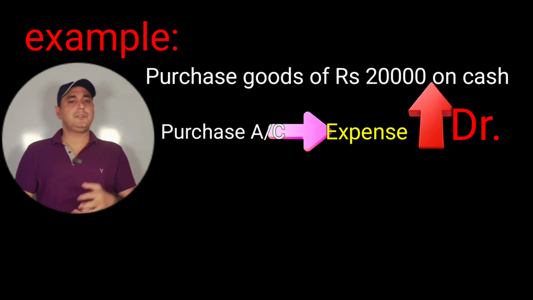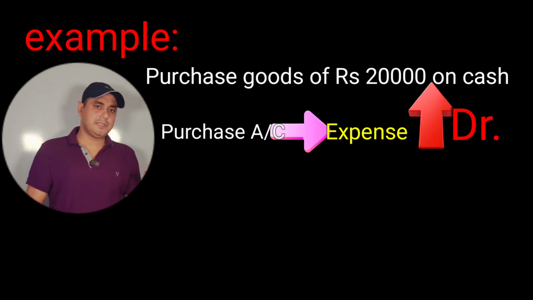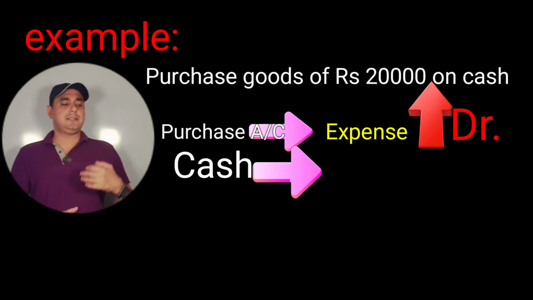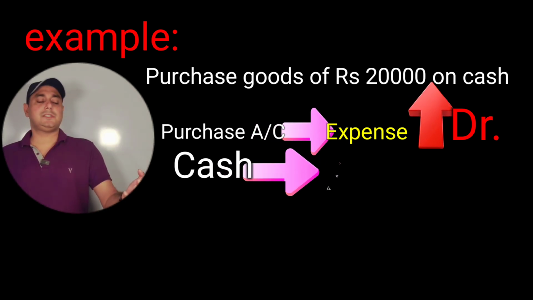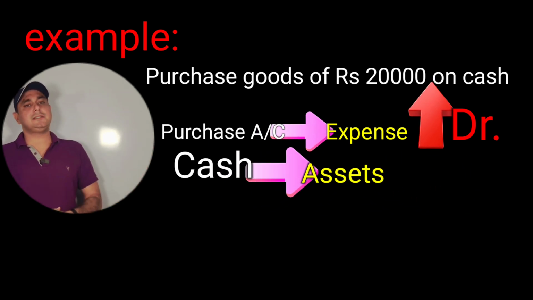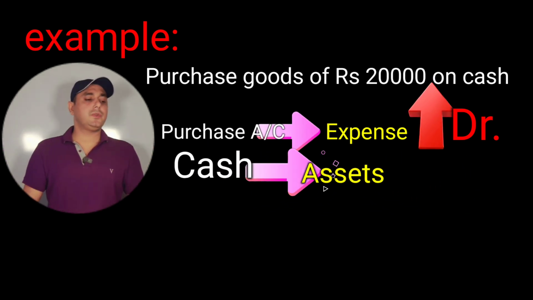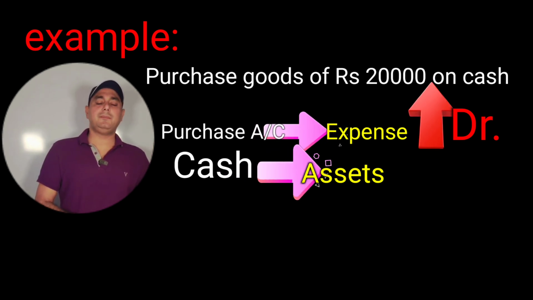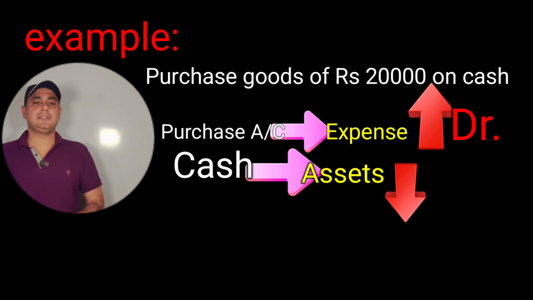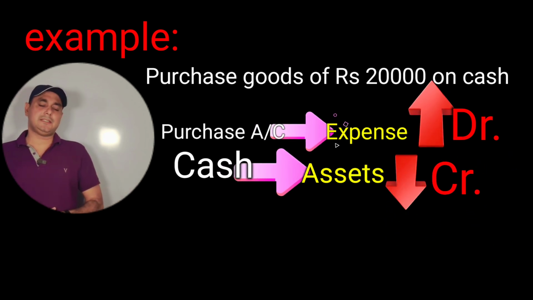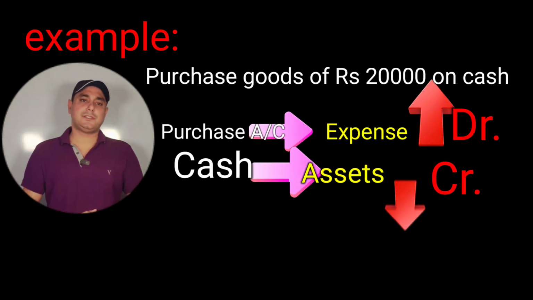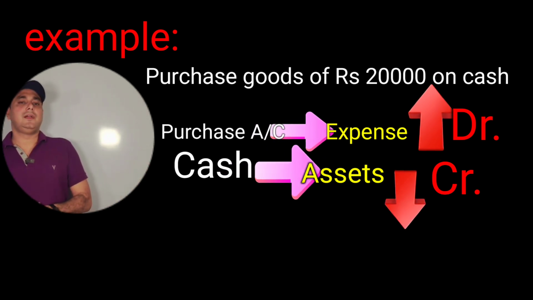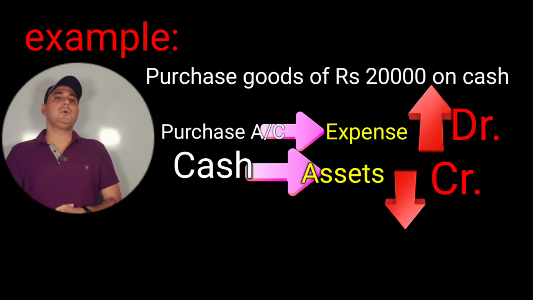Another aspect of this transaction is cash, because when we purchase something, we pay cash. Cash is an asset. When we pay cash, it means our cash decreases, so assets decrease. When assets increase, we debit it. When assets decrease, we credit it. So in this transaction, assets decrease, then we need to credit the cash. So we will record purchase account debit to cash account.